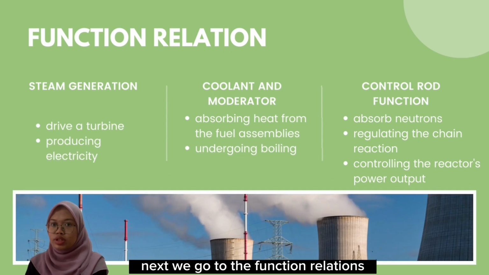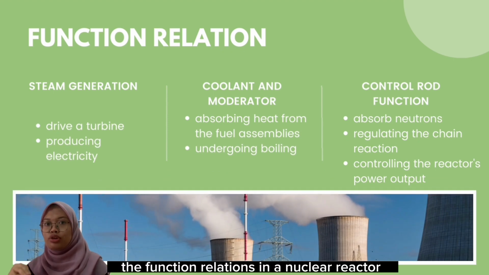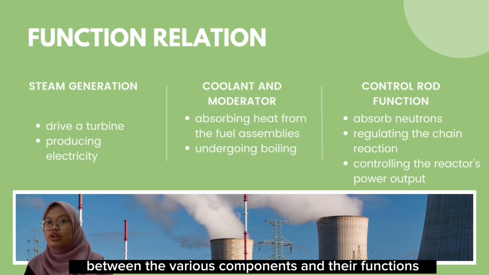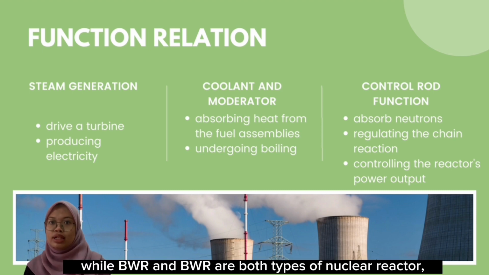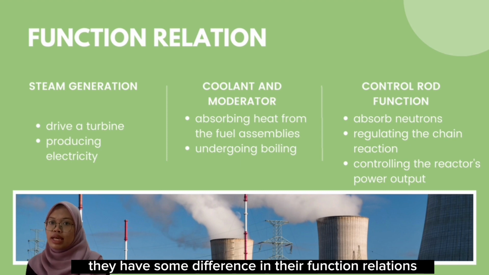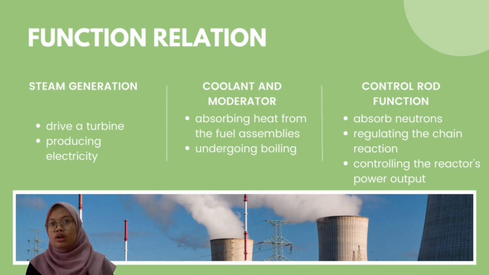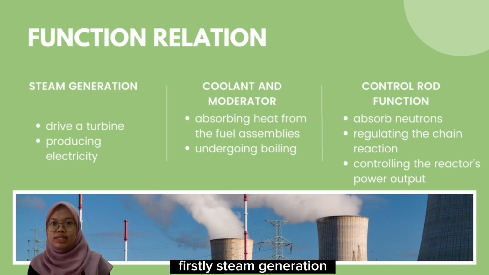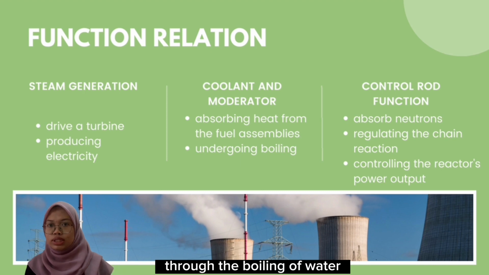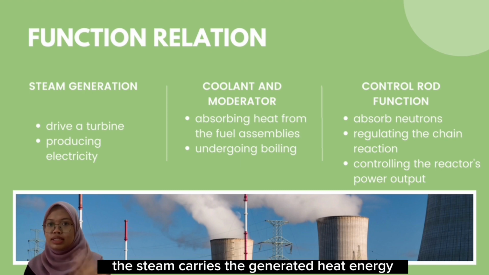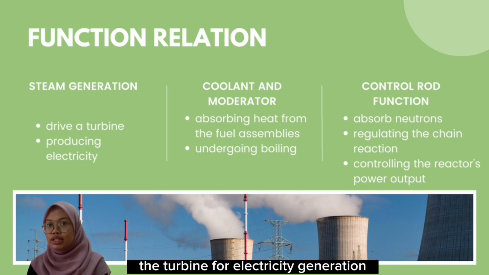Next, we go to the function relation. The function relation in a nuclear reactor describes the relationship between the various components and their functions in the process of generating electricity. While BWRs and PWRs are both types of nuclear reactors, they have some differences in their function relations. For BWR function relation, firstly, steam generation. BWRs directly generate steam within the reactor core through the boiling of water surrounding the fuel assemblies. The steam carries the generated heat energy and is used to drive a turbine for electricity generation.